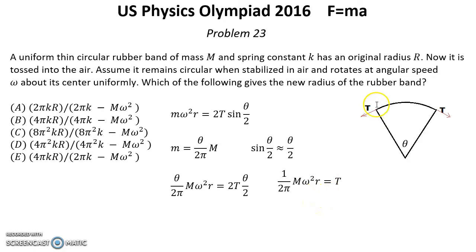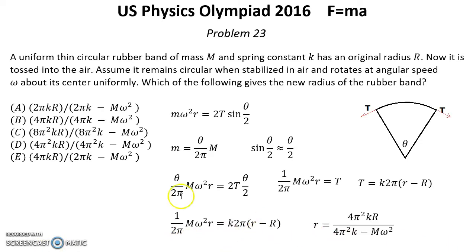If we have a tension T in this band, we can find this tension from the extension of this rubber band. So tension is proportional to extension, which is 2 pi multiplied by small r minus initial r. And now we can put this in this equation and find the final r. We have this equation for small r, and the solution is this one. And this is the answer D. So that's the solution for problem number 23.